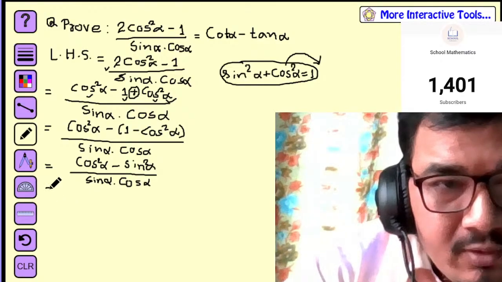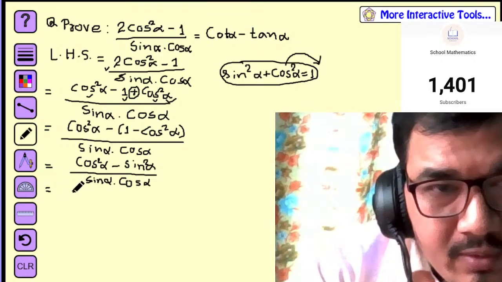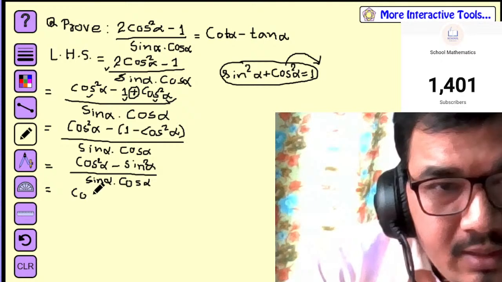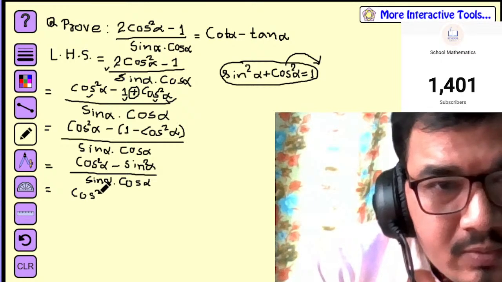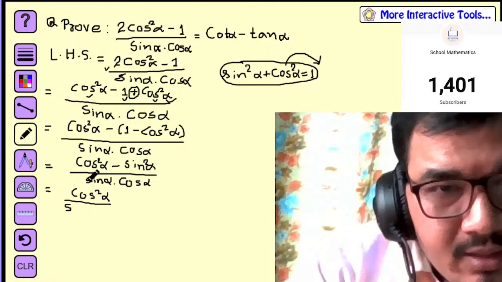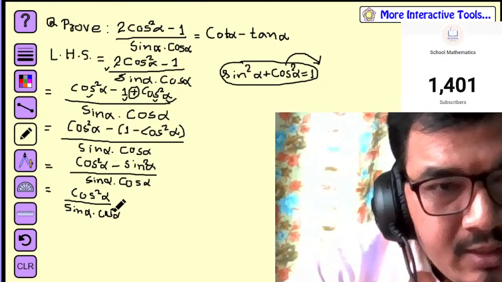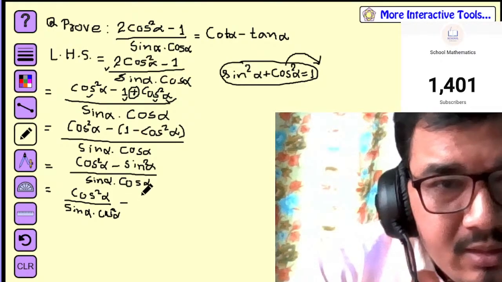Now let's follow the same step here also. What will happen? Look here, students. Here is cos square alpha, for that the same method: this term is divided by this denominator, that is sine alpha into cos alpha. There is no square in the denominator. It was copied with a square mistakenly. And here is minus. Now what is there?